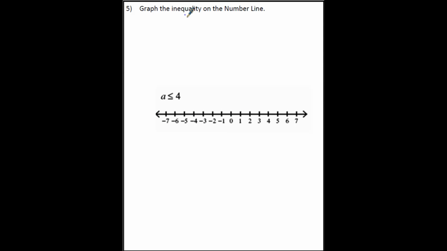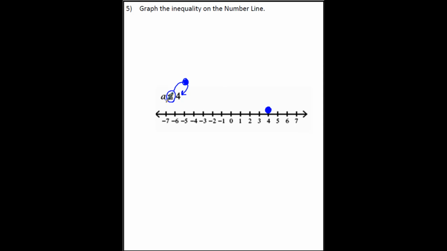Number 5 on the next page wants you to graph the inequality on the number line. So a is less than or equal to 4, and if we look at this inequality symbol, it's the less than or equal to symbol. So the circle, because of the equal to sign, is going to be shaded in, and it's going to be shaded in on 4. So we are going to put the closed circle, or the shaded in circle, on 4.